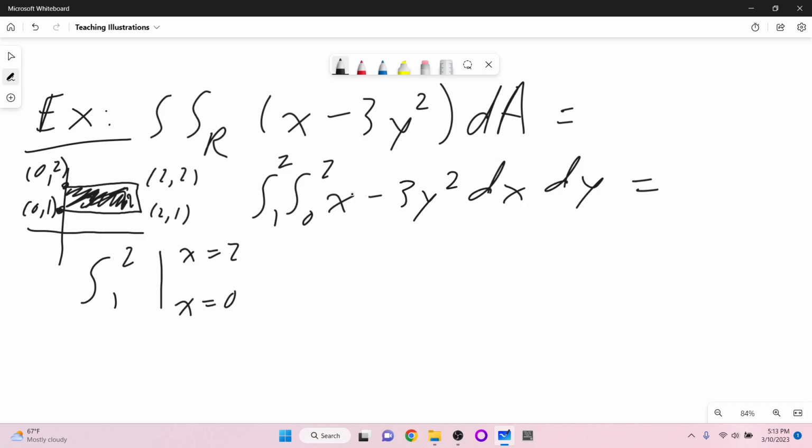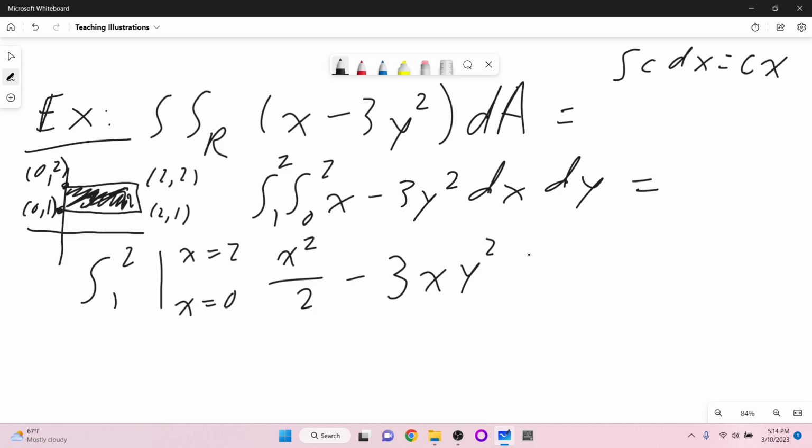So I say, first term is x, so its antiderivative is x squared over 2. Next term is 3y squared. Now, be careful with this one. 3y squared is a constant. If you'll remember, the integral of a constant is just that constant times x. So this antiderivative is 3x y squared. Now we still got dy.